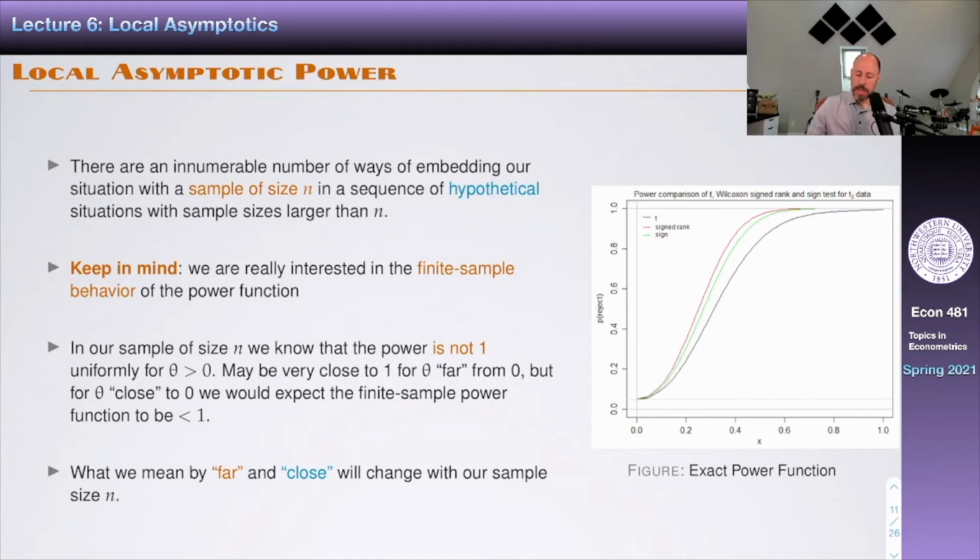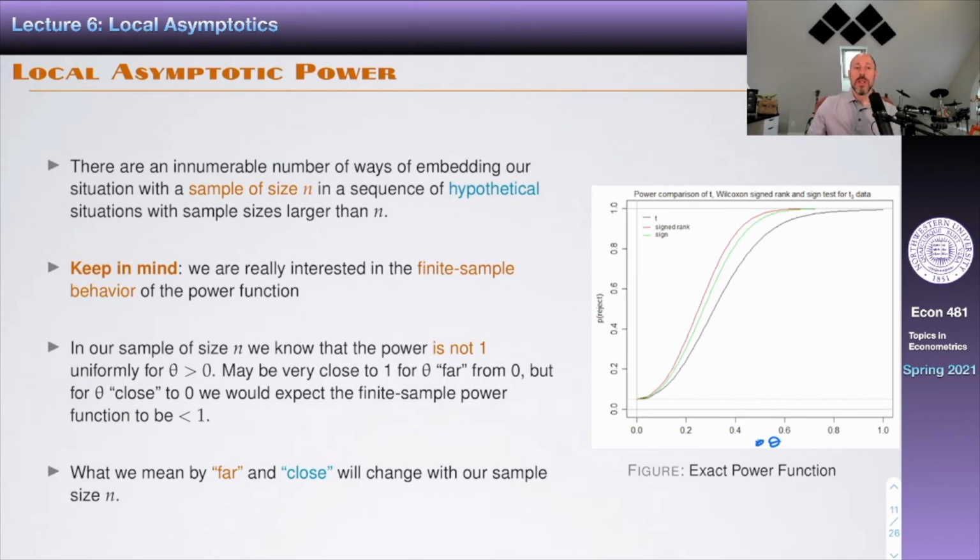And then we have the t-test, the sign test, and the Wilcoxon signed rank test that we're going to see later in class. And so what you see is that here's the null. X here is theta, so this would be theta in our notation. When theta is very far from the null, the power functions do look like 1. And when theta is very close to the null, the power functions are really far from 1.